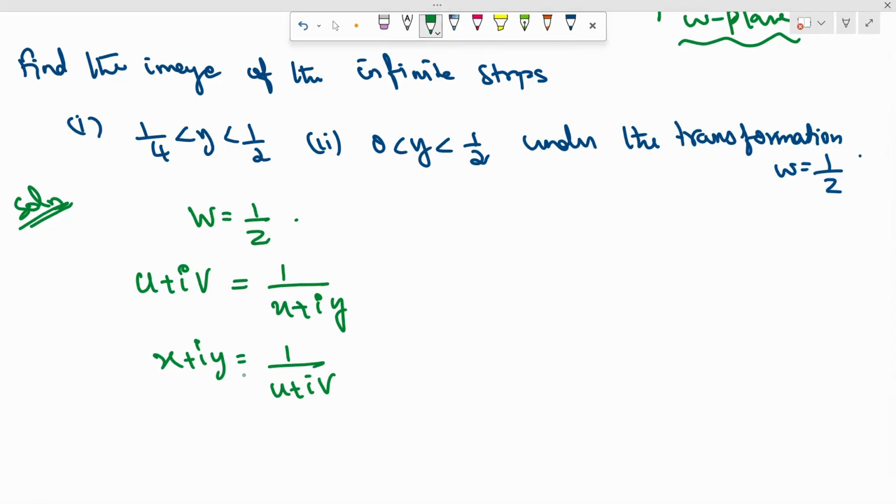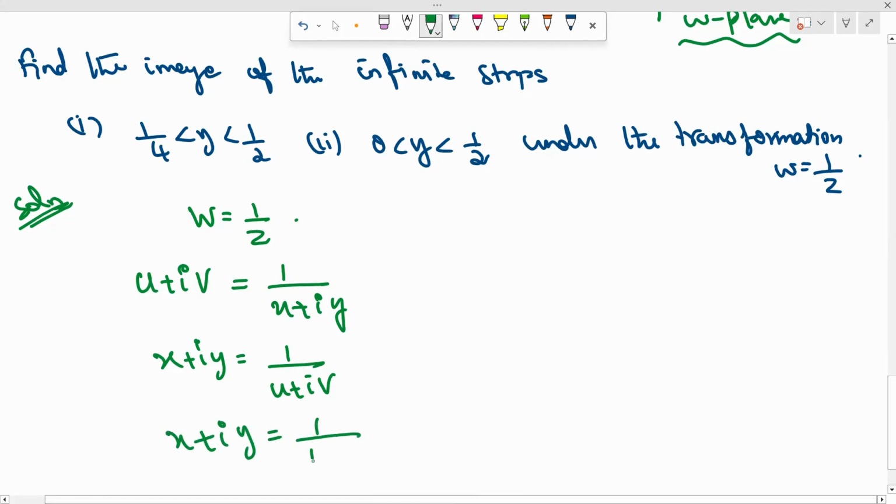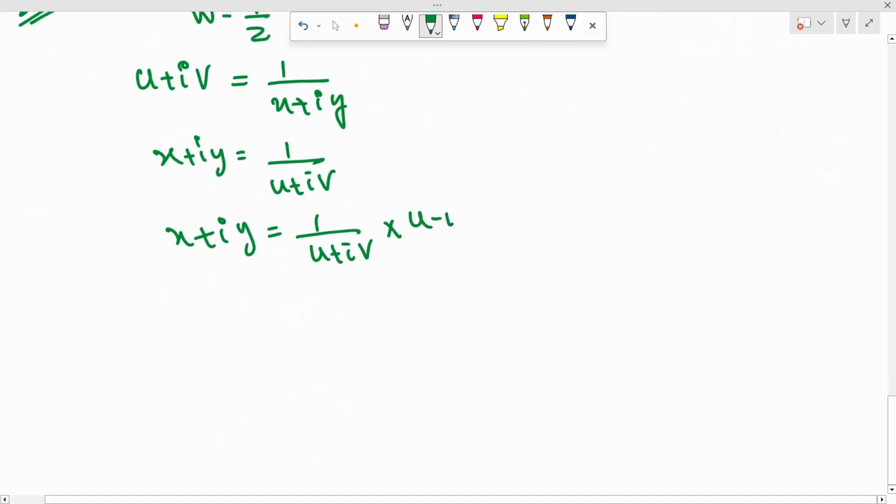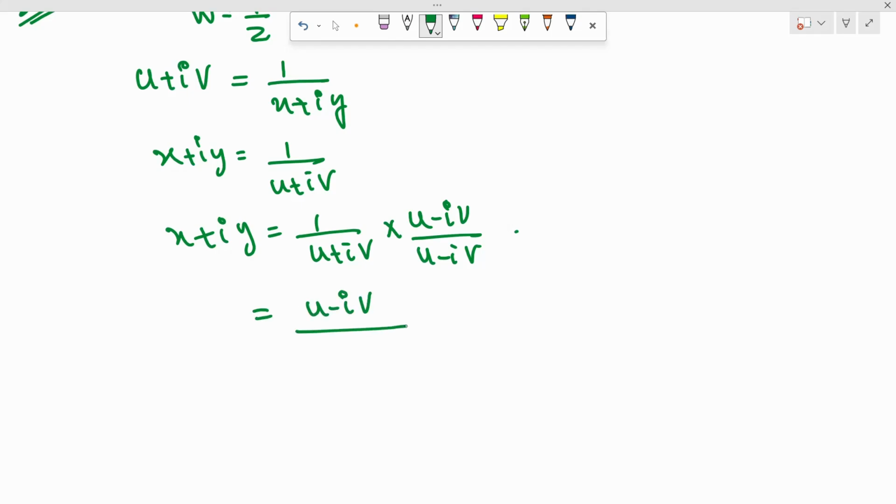But from this equation we can't write x and y values directly. That's why, if we take the conjugate, we can write x and y values easily. 1 by u plus iv into u minus iv divided by u minus iv is equal to u minus iv divided by u plus iv into u minus iv, which is in the a plus b into a minus b form. We can write u square plus v square.